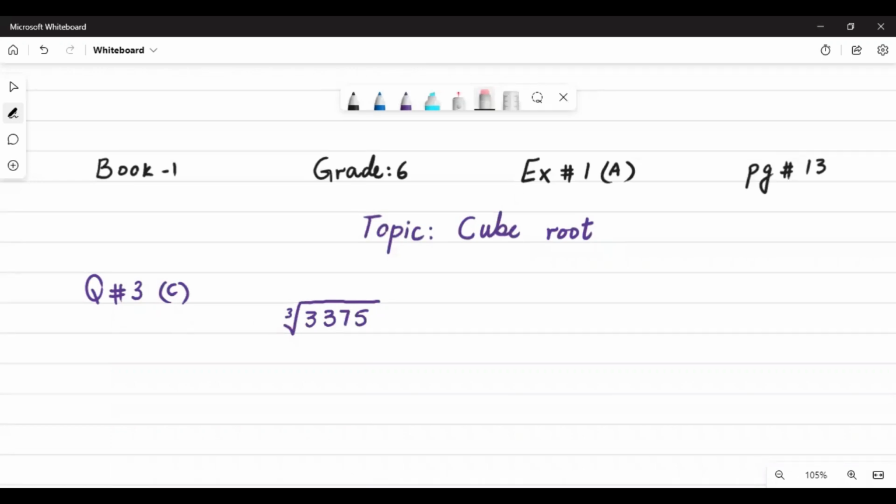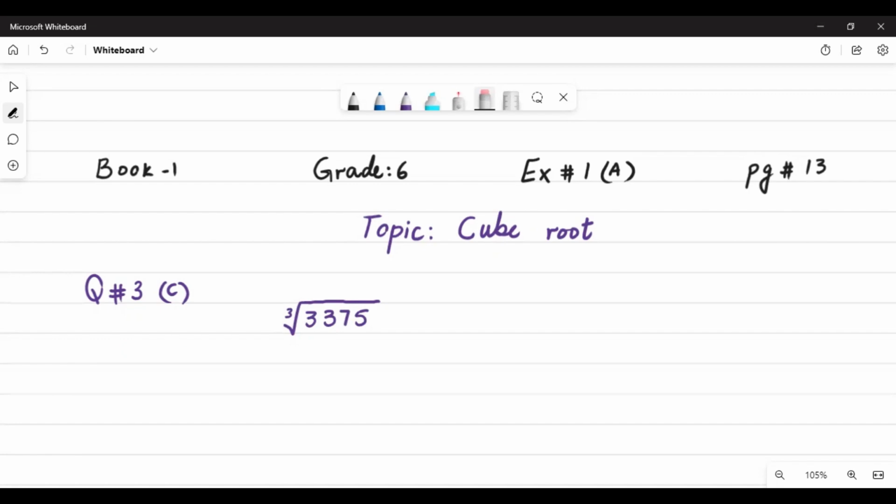How are you? So today we are going to continue with our exercise number 1A of your book 1, page number 13. And the topic for today is cube root. In the previous lesson, we did how to find the square root by using prime factorization. Here, in question number 3, part C, we have to find the cube root of 3375 by using prime factorization.